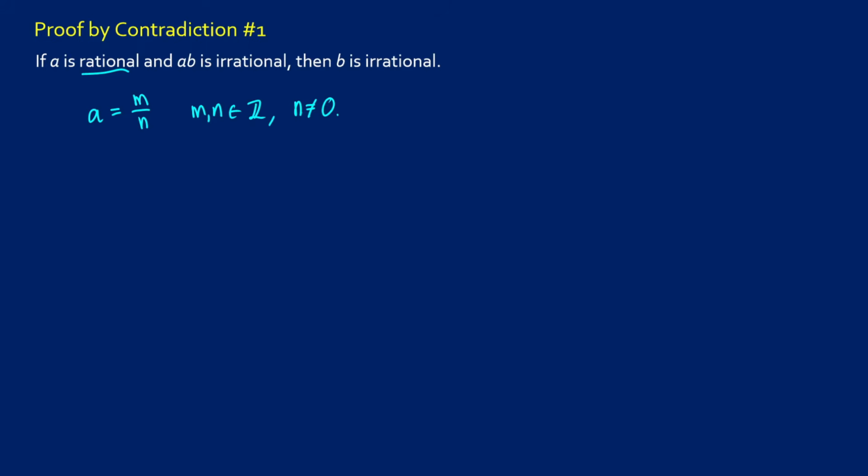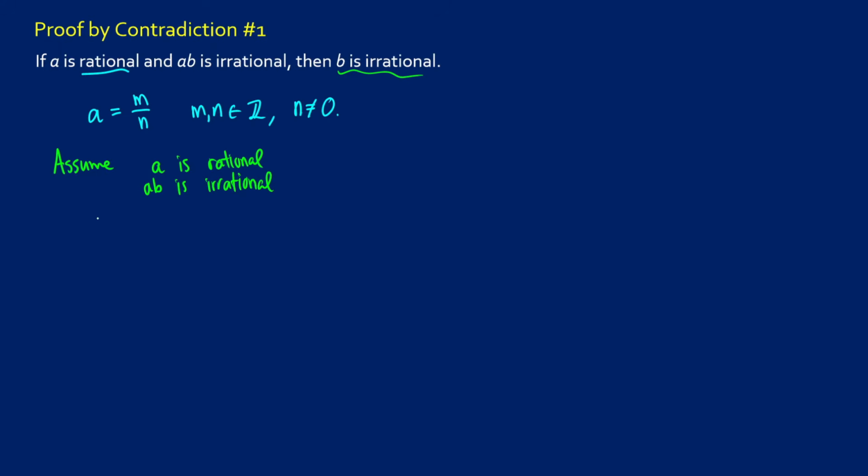So this might be a little bit hard because a is rational, ab is irrational. We want to show that b is irrational. But what is a definition for this? So what we're going to do is assume what we're given. So A is rational, and we know what that means. We're going to assume AB is irrational. In other words, we just know that this cannot be written as a fraction.